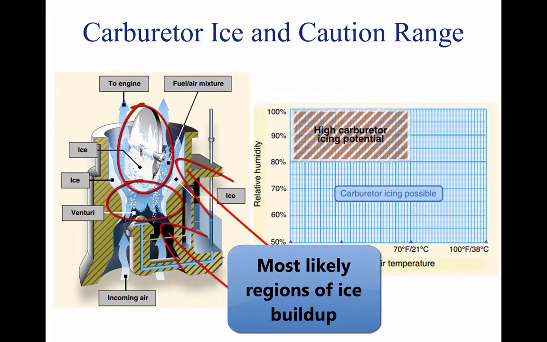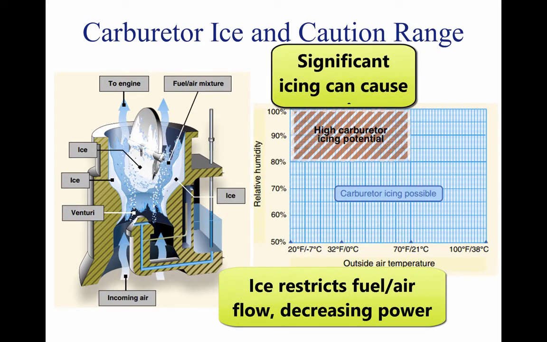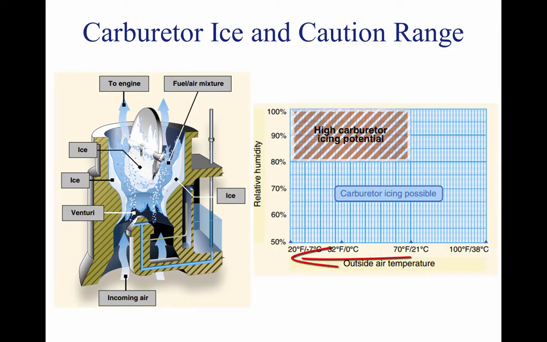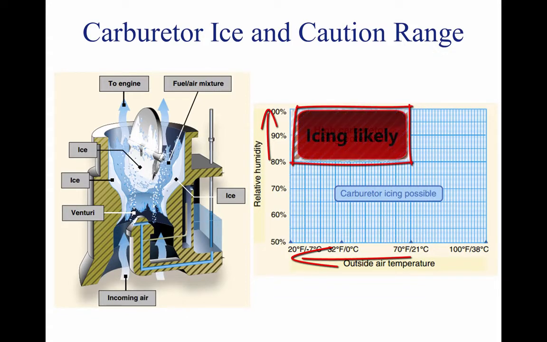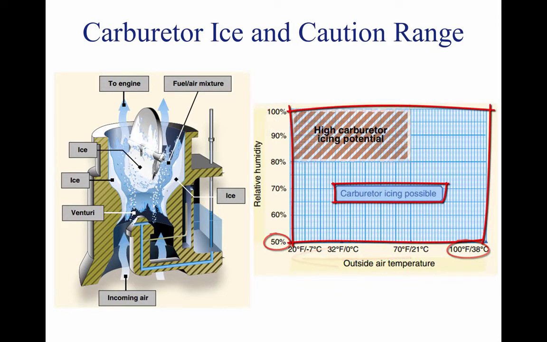This restricts the flow of the fuel-air mixture and reduces power. If enough ice builds up, the engine may cease to operate. Carburetor ice is most likely to occur when temperatures are below 70 degrees Fahrenheit or 21 degrees Celsius, and the relative humidity is above 80%. Due to the sudden cooling that takes place in the carburetor, icing can occur even with temperatures as high as 100 degrees Fahrenheit and humidity as low as 50%. This temperature drop can be as much as 60 to 70 degrees Fahrenheit.